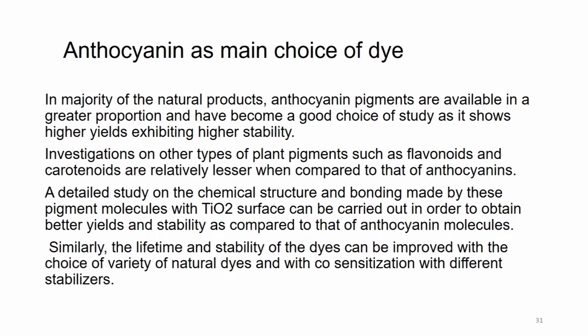Anthocyanin, of course, is the main choice of dye, and we have seen that anthocyanin from pomegranate juice has been proven to be one of the best available natural dye sources. Investigations on other types of plant pigments like flavonoids and carotenoids are relatively fewer when compared to anthocyanin. Therefore, they are very good photosensitizers which trap the solar energy.